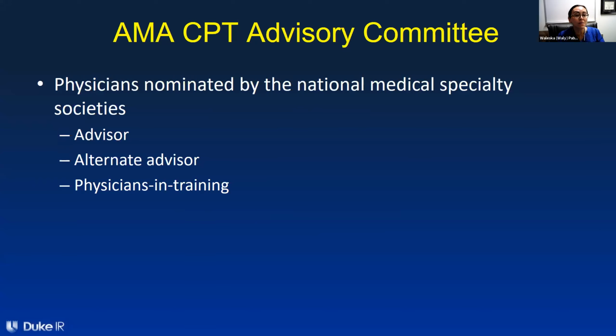So what are the responsibilities of the advisory committee? The advisory committee selects an advisor, an alternate advisor, and I mentioned physicians in training. Each specialty society has an advisor, alternate advisor, and physicians in training. By physicians in training, I don't mean medical students. Physicians in training are doctors who are training on how that committee works, because it takes years to train into how the committee works and how the work is done, so that eventually some of those doctors can become advisors or alternate advisors.